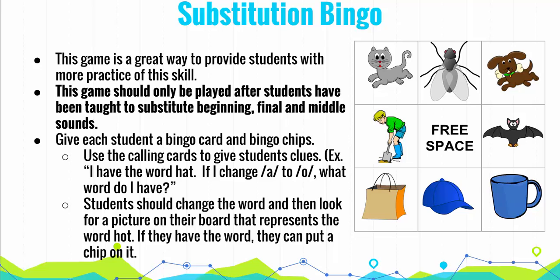Students should have more opportunities to practice these skills. Playing bingo is a great way for students to practice and demonstrate mastery of a skill. In this particular game, you will give directions, such as, I have the word bat, change the b to a m. The student will then mentally change the sounds and come up with a new word. Next, the student will look on the card for a picture that represents the new word. Once students have covered 3 words in a row, they win.